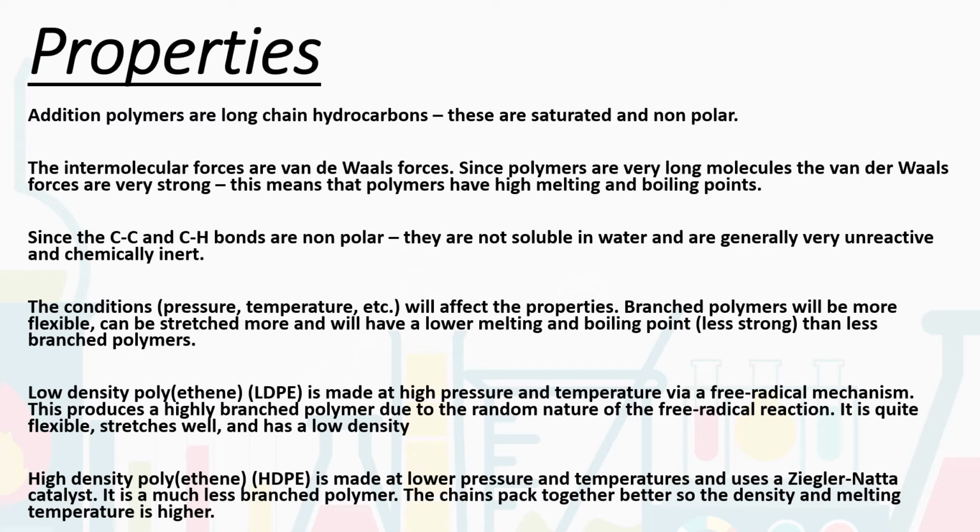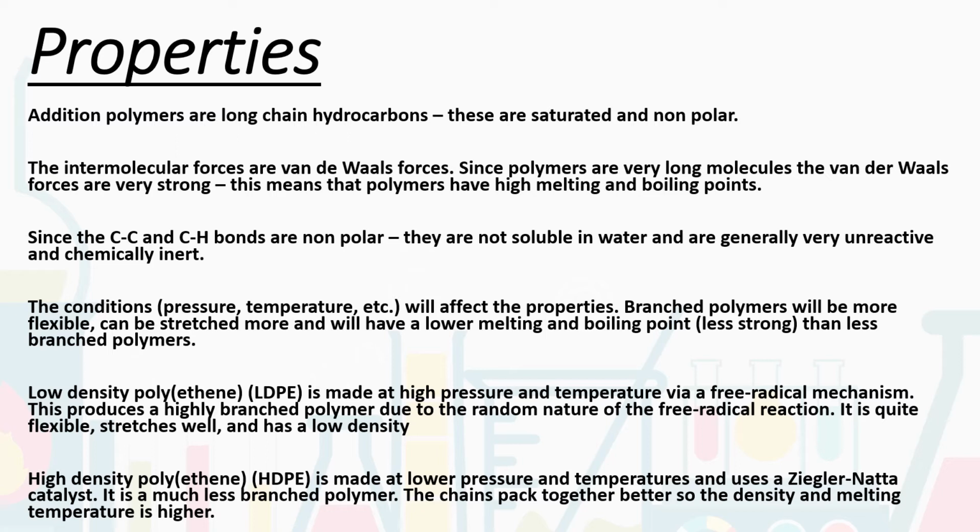less able to interact. Low density polyethene is made at high pressure and high temperature via a free radical mechanism. It uses radicals. And this actually produces a very highly branched polymer because radical reactions tend to be very random in nature. And so low density polyethene, LDPE, is quite flexible. It's very branched, so it's flexible, it stretches quite well. It has a low density because it can't pack together. You can imagine these chains sticking out everywhere, not allowing it to pack together very neatly.